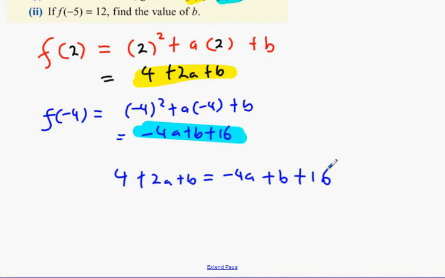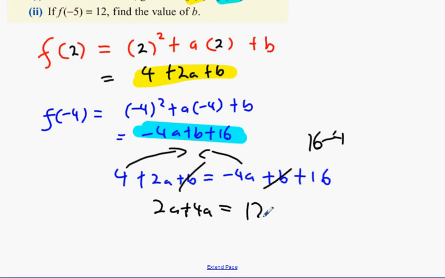What's on both sides? The B's cancel. Bring over the 4A and it becomes 2A plus 4A. Bring the 4 over to your side, what happens? Which is 12. 6A equals 12. A therefore equals 2. A equals 2.